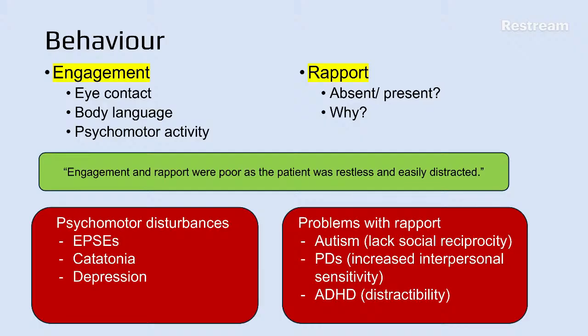Again, I've put here in the red boxes things that could go wrong with both. So things like EPSEs, catatonia, depression, those could change your psychomotor activity, change how they engage with the interview. And then for rapport, things like autism, personality disorders, ADHD could change how well they are able to create that relationship with you. Next slide, please.